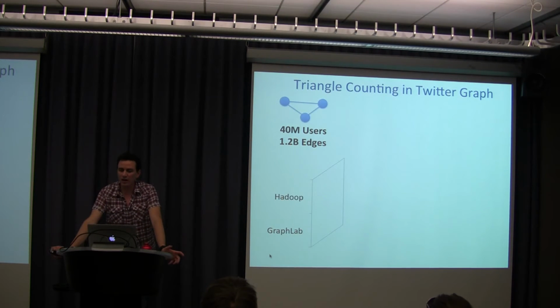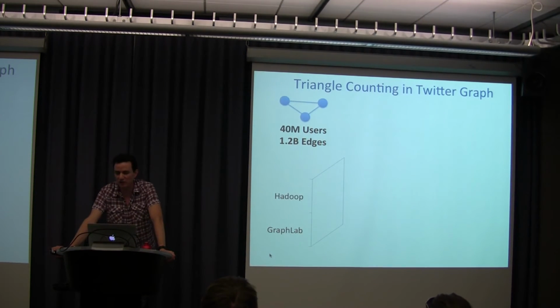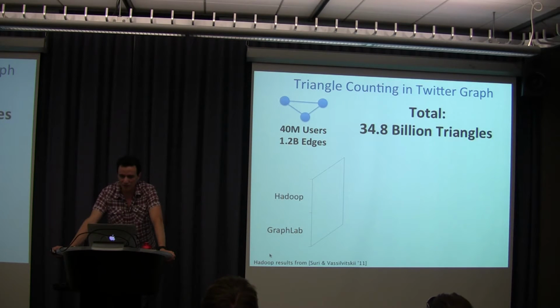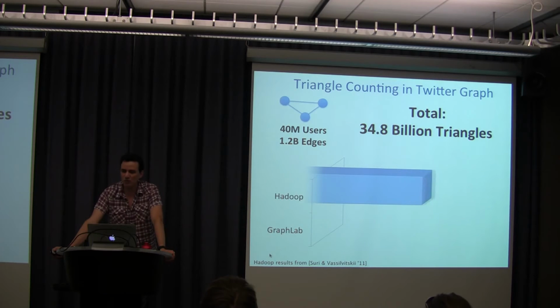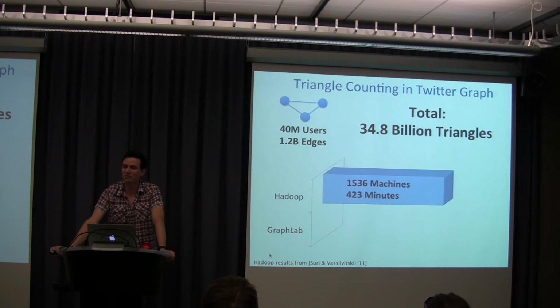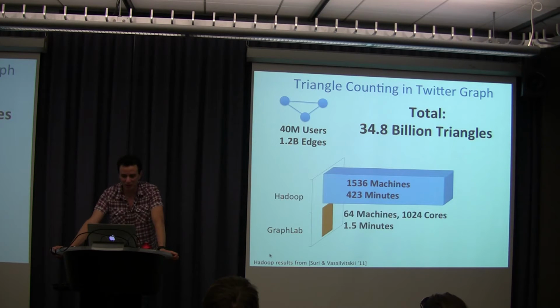So as an example, if you take counting on the Twitter graph, the best published result for this was from last year, and they used Hadoop on about 1,500 machines, and it took them about 400 minutes. And GraphLab with 64 machines takes about 1.5 minutes.